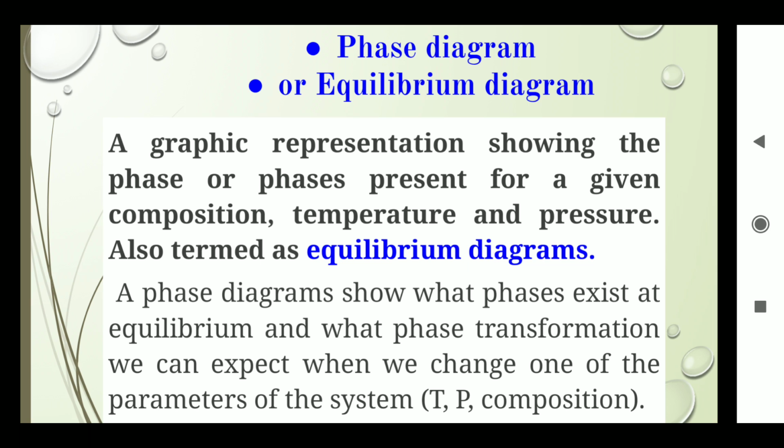Now see the phase diagram or equilibrium diagram. So what is a phase diagram? A graphical representation showing the phase or phases present for a given composition, temperature and pressure. It is also termed an equilibrium diagram. The phase diagram shows what phases exist at equilibrium and what phase transformations we can expect when we change one of the parameters of the system: temperature, pressure, composition. These are the three parameters of the system.